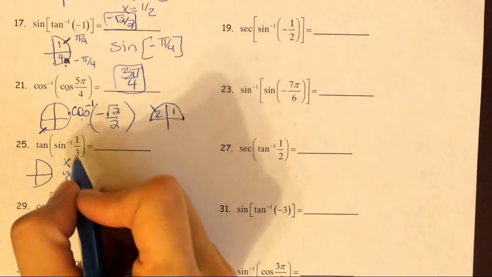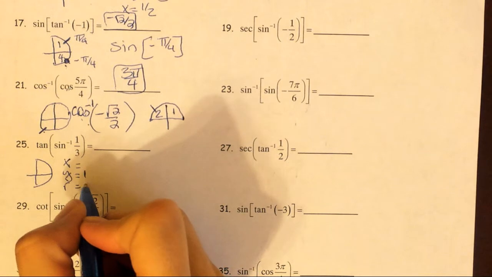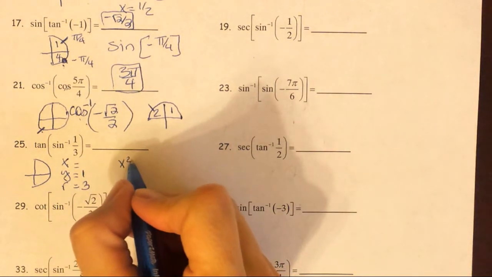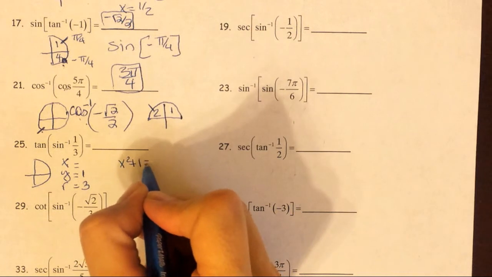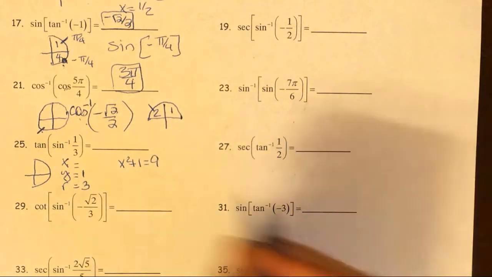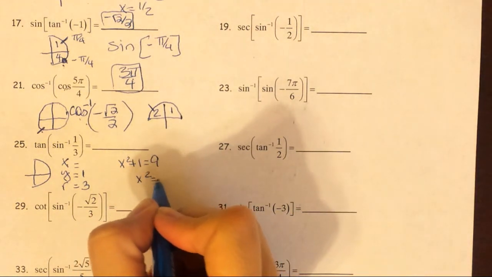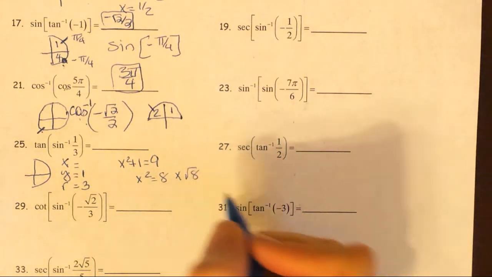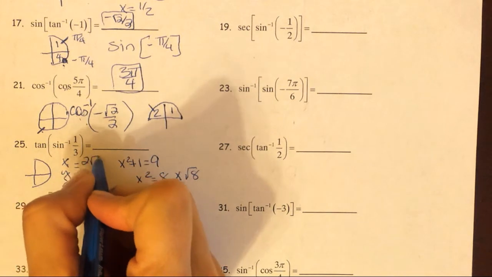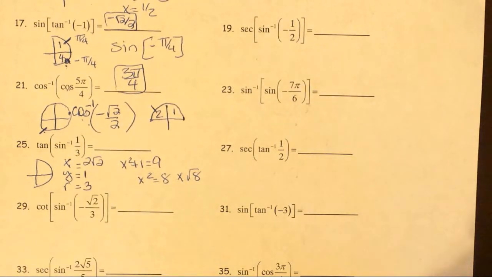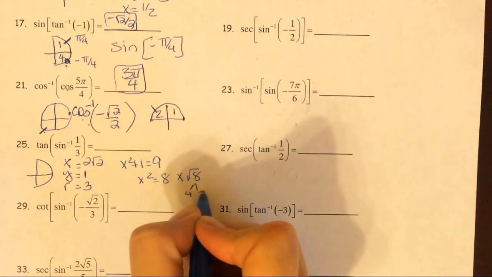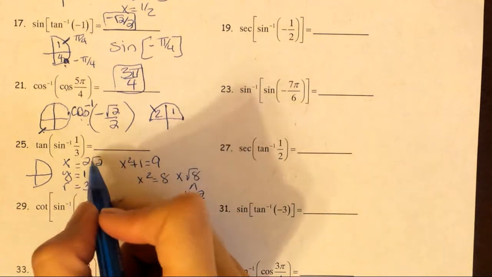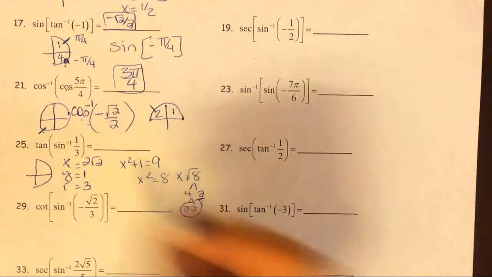Sine is always y over r, so my y is 1, my r is 3. To find x, I'm going to use my formula, x squared plus y squared equals r squared. So x squared equals 8. X equals the square root of 8, which simplifies to 2 square roots of 2. We've done that a couple times. Here's a quick recap. 2 is prime, 4 is not. Couples go out, singles stay home.